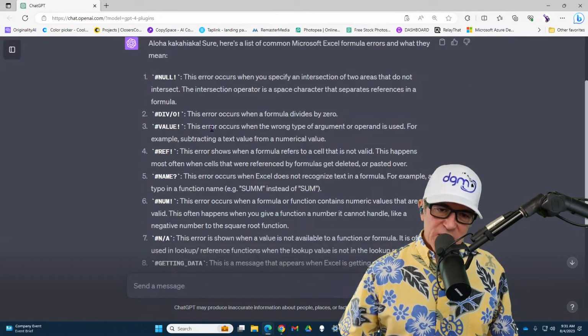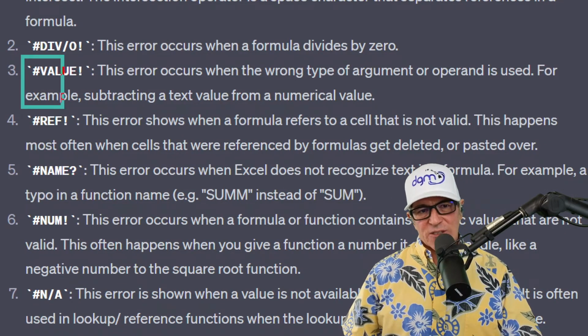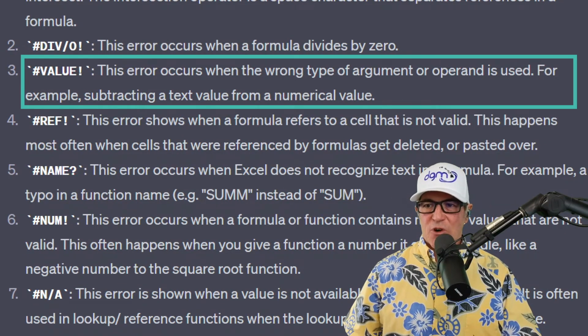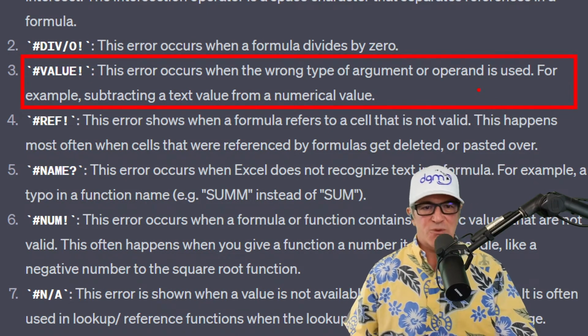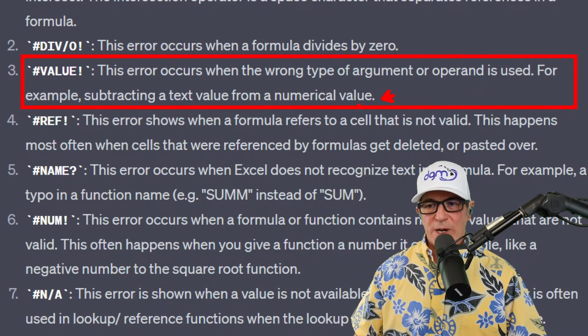So here we've got these errors that are listed, and now we see the value error. And it's telling us that this error occurs when the wrong type of argument or operand is used. For example, subtracting a text value from a numerical value.